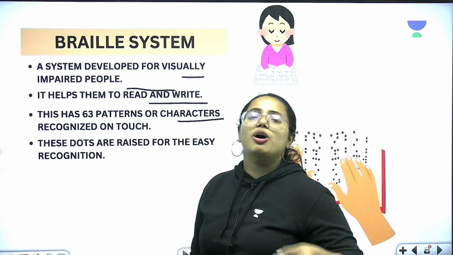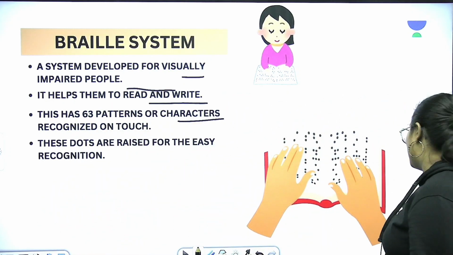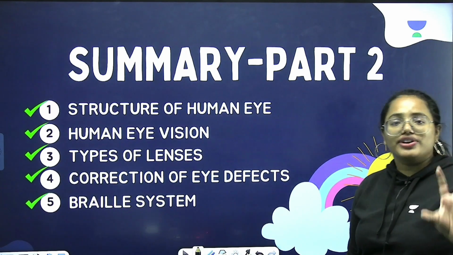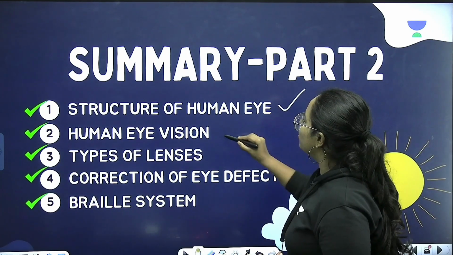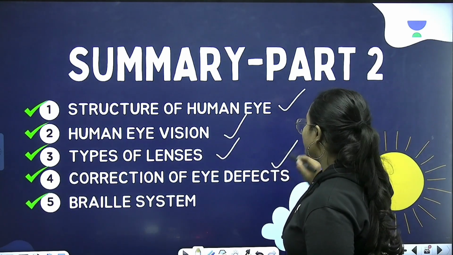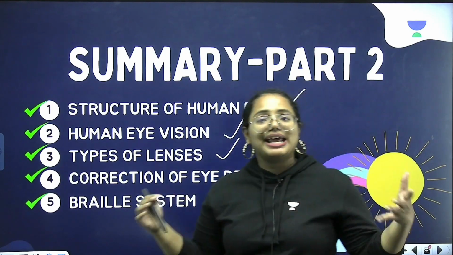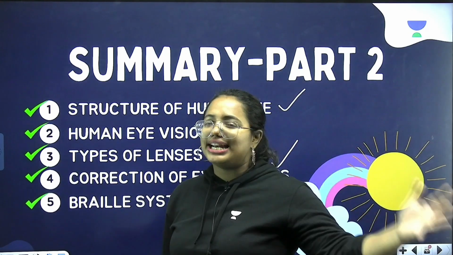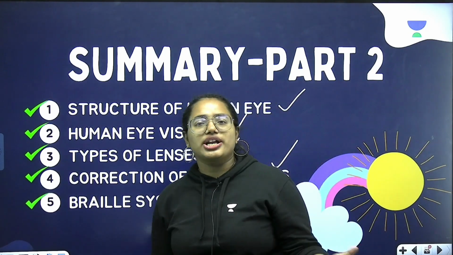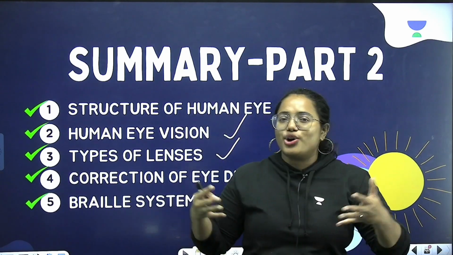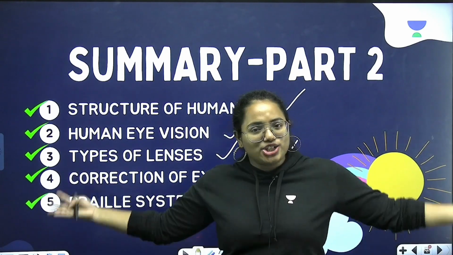So I hope you're clear with all the points we discussed so far. So now we are moving towards the summary part. So we discussed the structure of human eye vision, types of lenses, correction of eye defects, and finally Braille system. So that's all about today's session, and it's all about the light chapter.